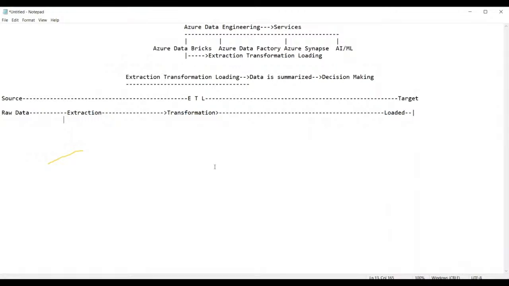Okay. So guys, is it clear for everyone what ETL actually is? Yes, guys, I want an answer, please.